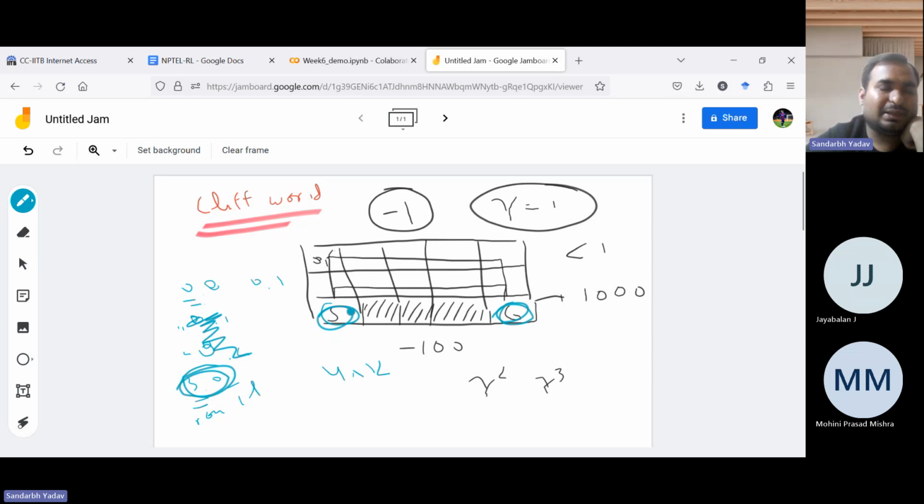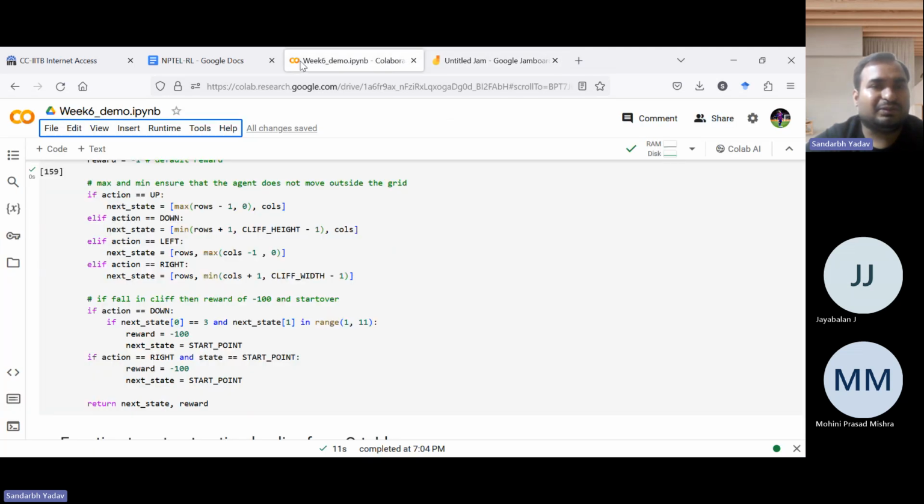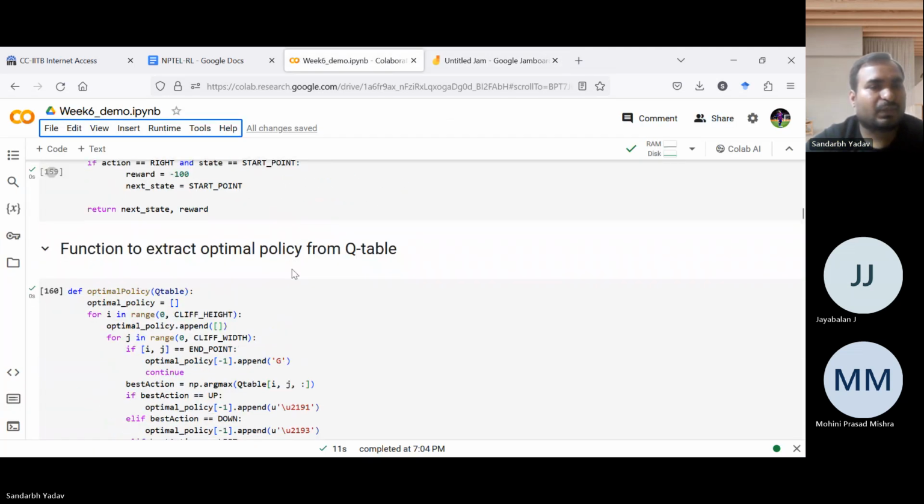If we were not having a fixed starting state, then we could have started anywhere in any of the cells. And the goal state will remain fixed. Or you can do some tweaks, like you can have the start state somewhere and the goal state somewhere. So those kinds of changes you can try out.